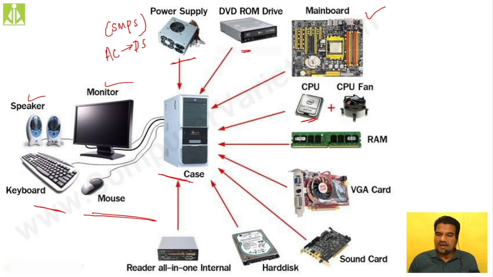It is fixed on top of the CPU only. The CPU we put over here, at this particular location inside your motherboard, and on top of this CPU we put the fan. So this CPU, when it runs inside your computer, generates heat, and this fan is used to cool that CPU and reduce the heat.